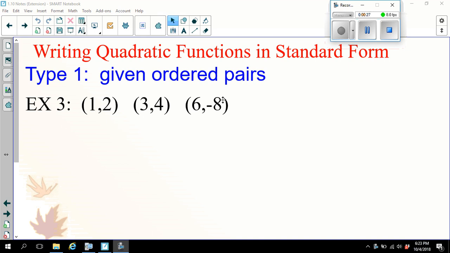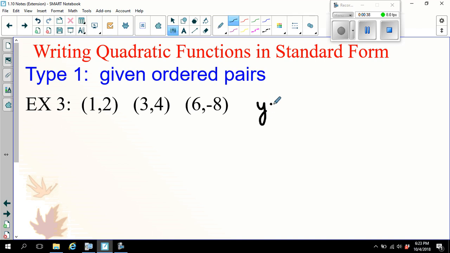So type 1 is when we're given the ordered pairs. So we're given 3 ordered pairs. Now notice for this example, we have to write the quadratic function in standard form. So let's go back and remember, what is standard form? Well, remember, standard form is y equals a times x squared plus bx plus c. So what we're going to do here is we're actually going to use matrices to find our a, b, and c values to indicate what's our quadratic function that goes through these ordered pairs. Now, to do that, we're going to plug in each of these x and y values into our standard form.